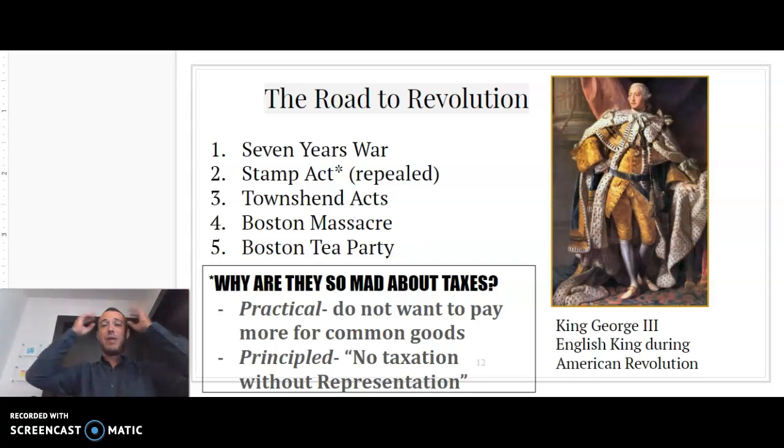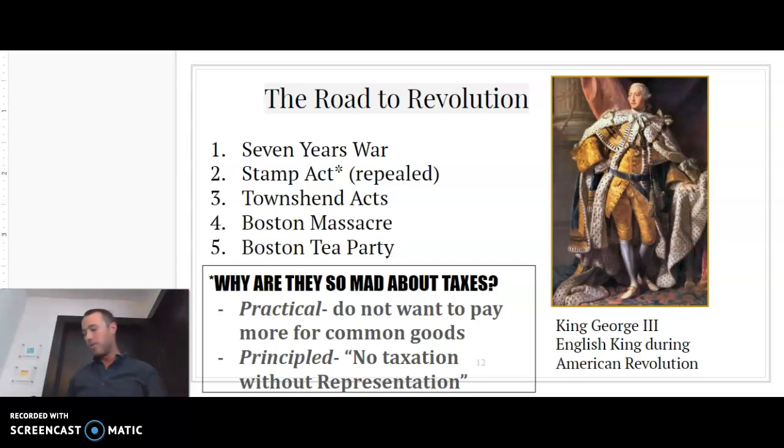What I need you to see is why the colonists are mad about the taxes, and this is what I want you to see down here, okay? They're mad about it because, first reason, hey, I don't want to pay extra for my stuff. I want to pay what I've been paying. But there's also this whole principled approach too, where it's like, I don't really know that I should have to pay taxes if I'm not a part of the decision-making process on how much these taxes should be. No taxation without representation. Like, my voice should be heard if I'm paying dadgum taxes.